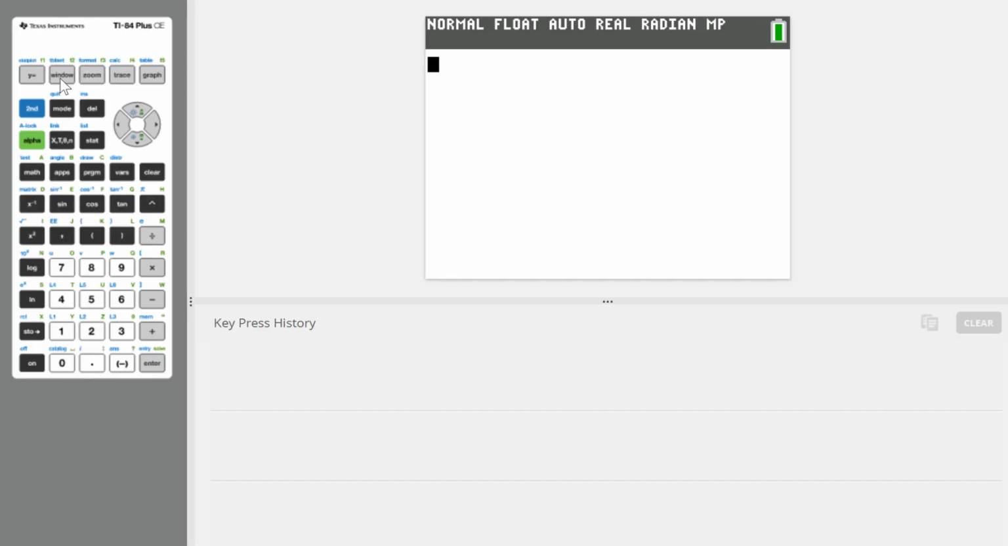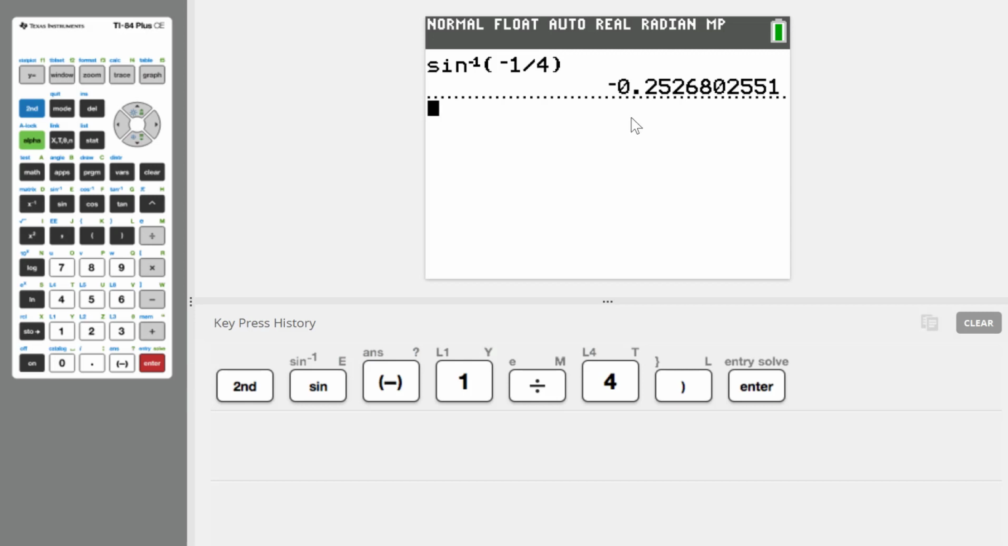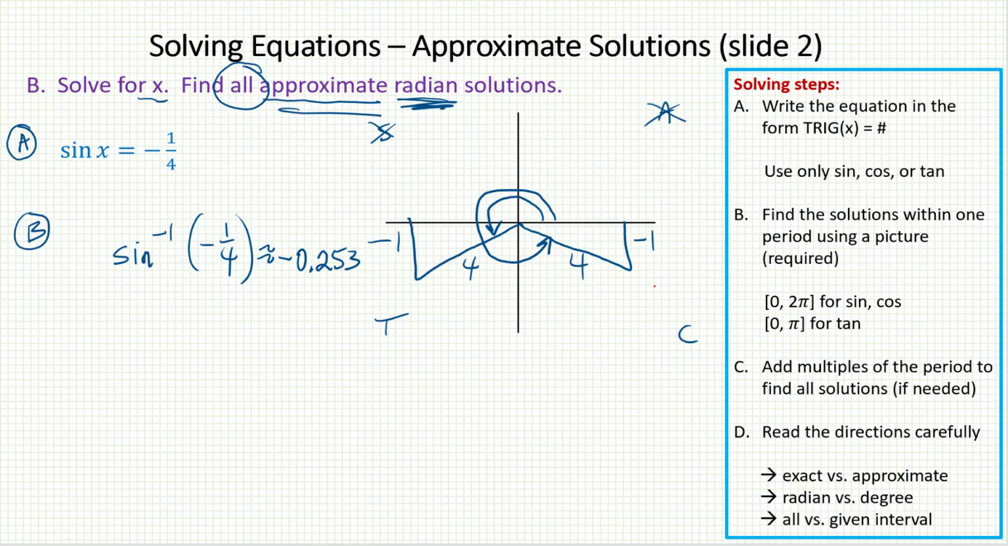I'm in radian mode. I'll just type it in, sine inverse -1/4, and I end up with about -0.253 radians. Now the question is, which of my two angles did I just find? And the answer is obviously neither one. These are both positive angles. This is a positive angle in the third quadrant. This is a positive angle in the fourth quadrant. The calculator gave me a negative angle.